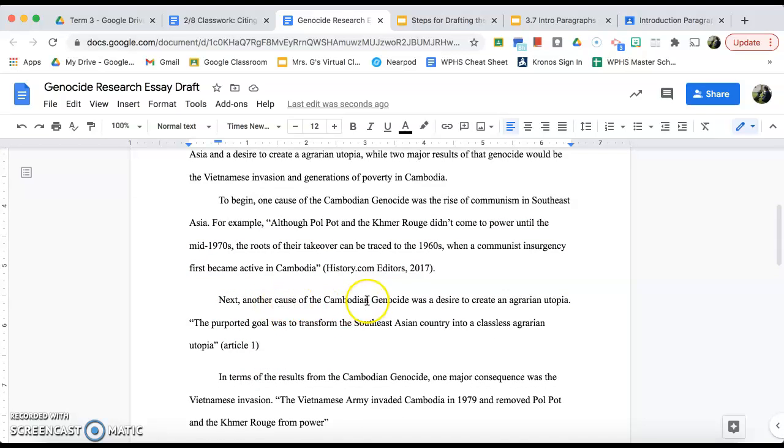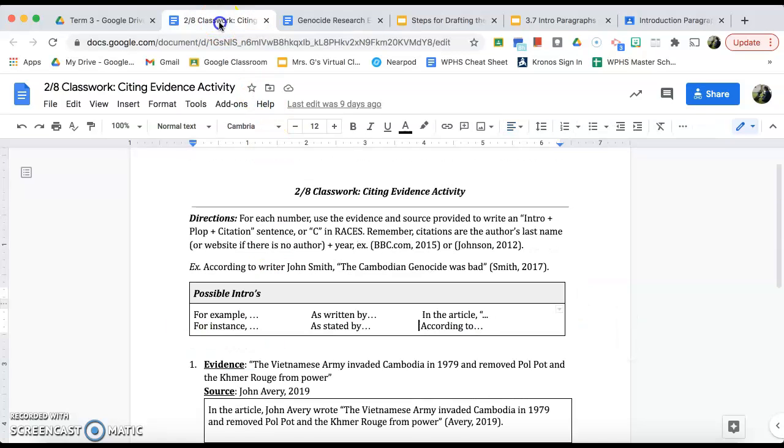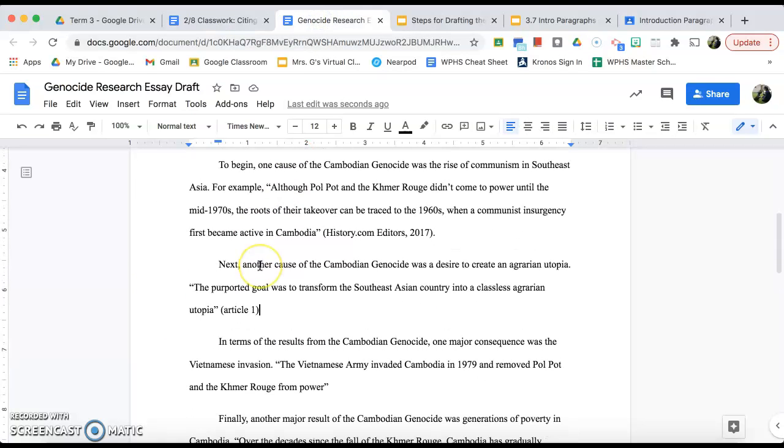Next, another cause of the Cambodian genocide was a desire to create an agrarian utopia. And then my next sentence has my quote. Okay, so I can use one of these other phrases. I can say this time, for instance, maybe. So I'm going to say, for instance, and then I have my quote. And here I just wrote article 1.